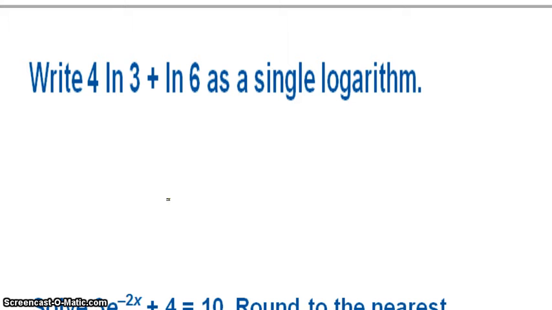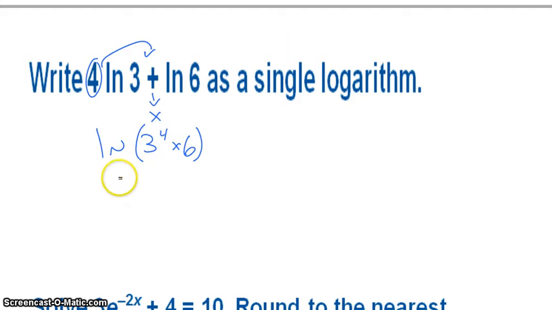So we have those same properties of logs. They apply for natural logs as well. So I know that numbers out in front become an exponent. Addition turns into multiplication. So I've got natural log of 3 to the fourth times 6. 3 to the fourth times 6 is 486. So I've got natural log of 486.